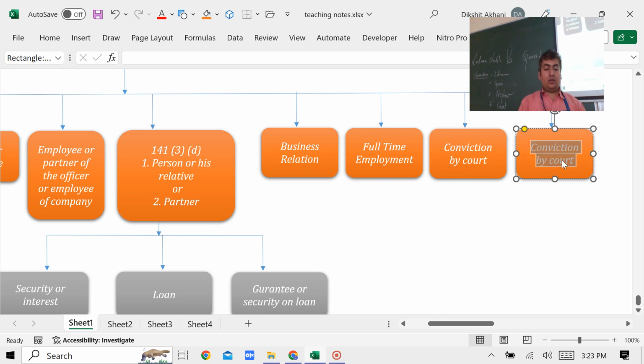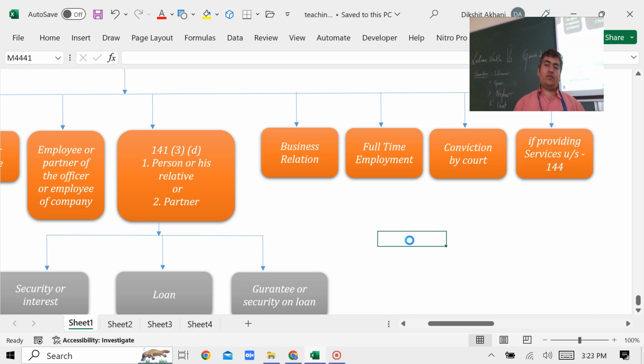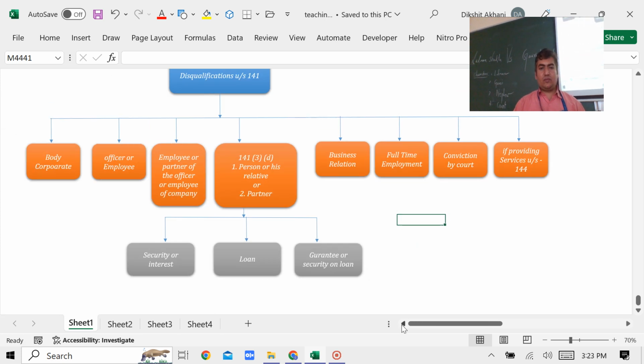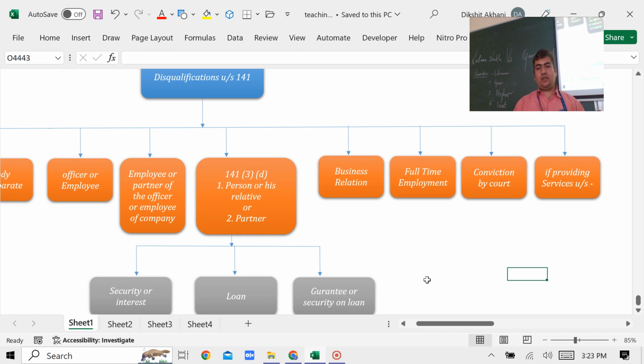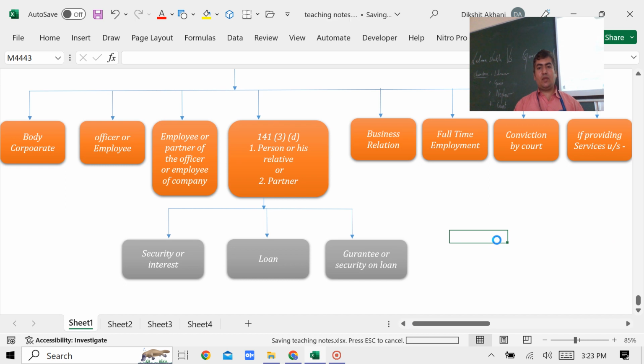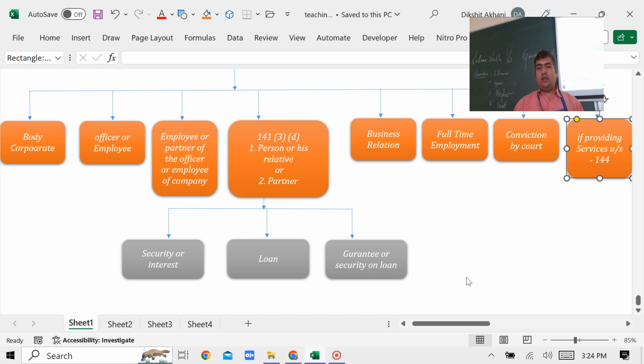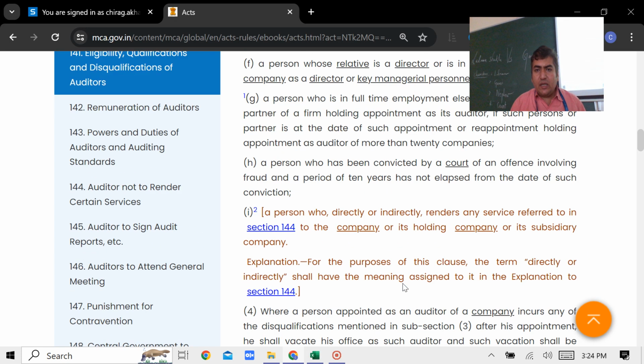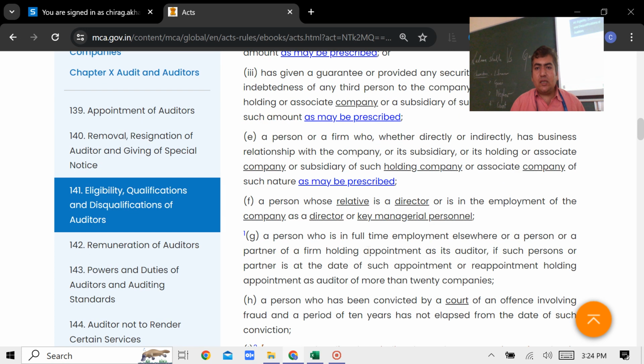Okay. So if providing services under section 144. So this is about 141. Section 141. Under section 144. Yeah, one more is there. But there is nothing written.